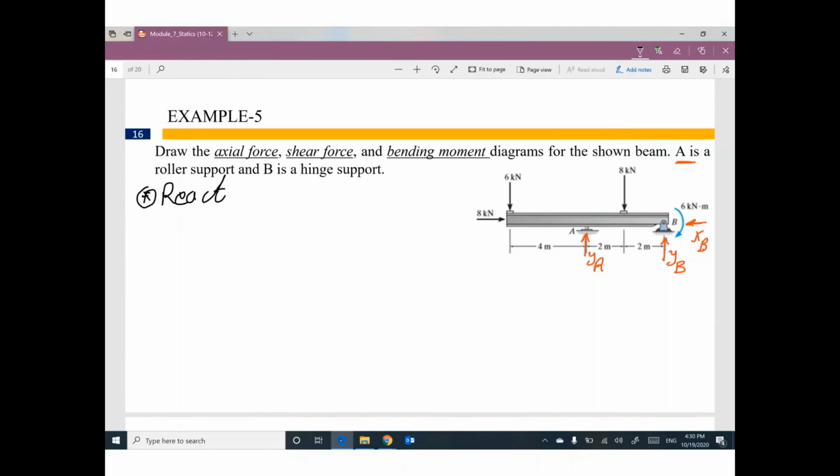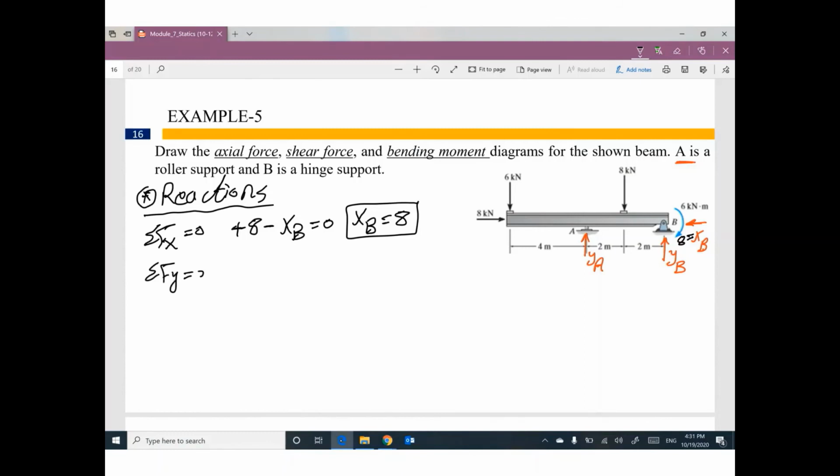We have 3 equilibrium equations. The first one is summation Fx equals 0. We have positive 8, negative XB equals 0. From this equation, XB will be 8. So this reaction equals 8. Summation Fy equals 0. We have negative 6, positive YA, negative 8, positive YB equals 0. I can simplify this equation: YA plus YB equals 14.